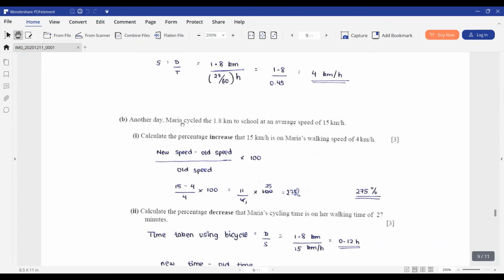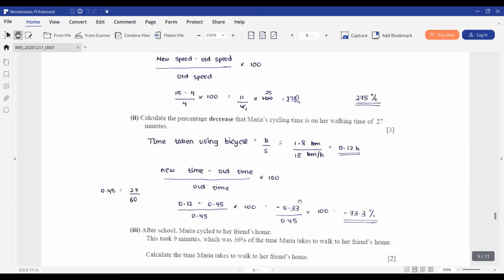Another day, Maria cycled the 1.8 kilometers to school at an average speed of 15 kilometers per hour. Calculate the percentage increase that 15 kilometers per hour is on Maria's walking speed of 4 kilometers per hour. So we use the formula new speed minus old speed over old speed times 100. So new speed is 15, subtract 4, over 4 multiplied by 100. This is equal to 11 over 4 multiplied by 100. Simplifying this is basically 11 multiplied by 25, which is equal to 275%. This is the percentage increase on Maria's walking speed.